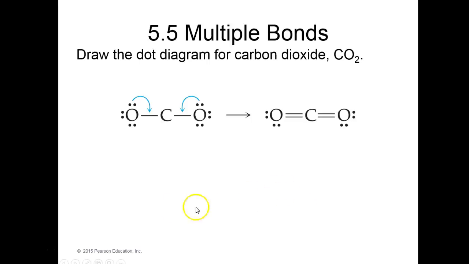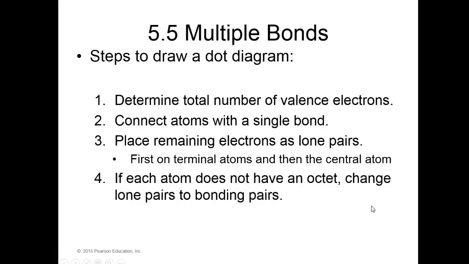Okay, as you can see, our 2 oxygens connect to a carbon, and we can actually have 2 double bonds. So the steps to draw a dot diagram: determine the total number of valence electrons, connect the atoms with a single bond, place the remaining electrons as lone pairs, first on the terminal atoms and then on the central one. If each atom does not have an octet, change lone pairs to bonding pairs.